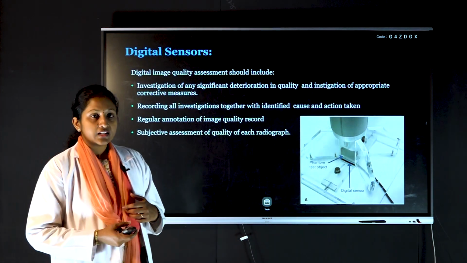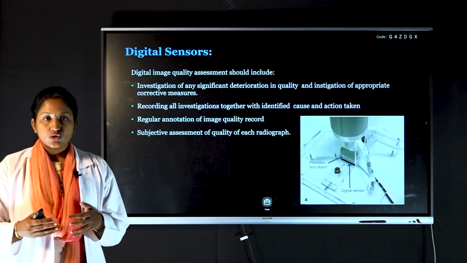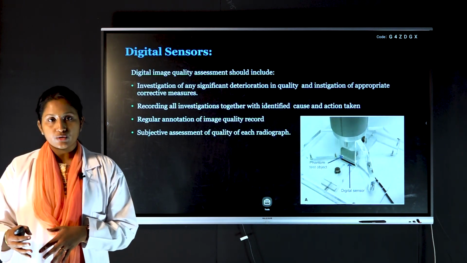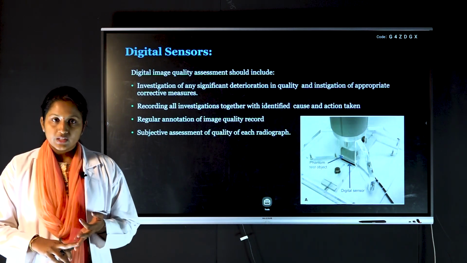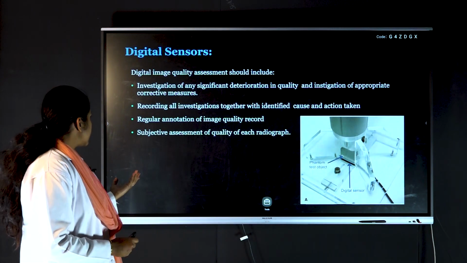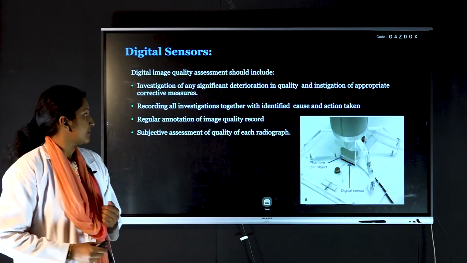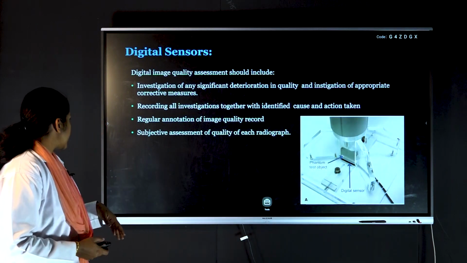So next is checking the digital sensors. Digital sensors are used in digital radiography like RVG and OPG, which is digitalized now. The digital sensors are used mainly in the RVG. So these have to be checked.